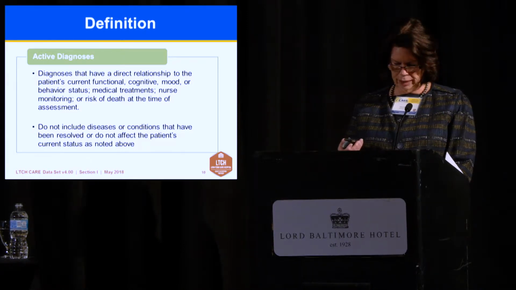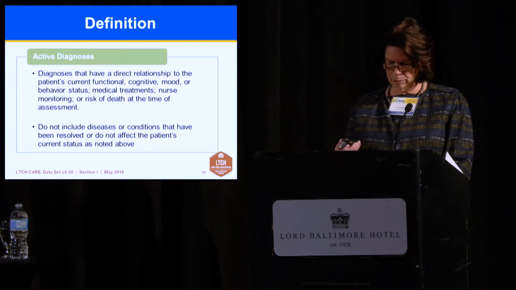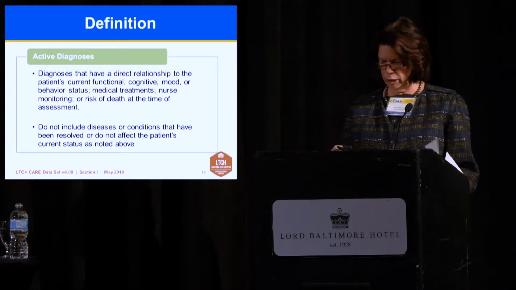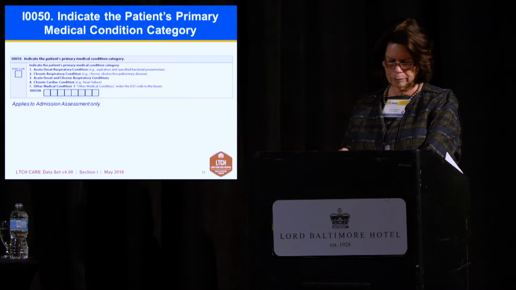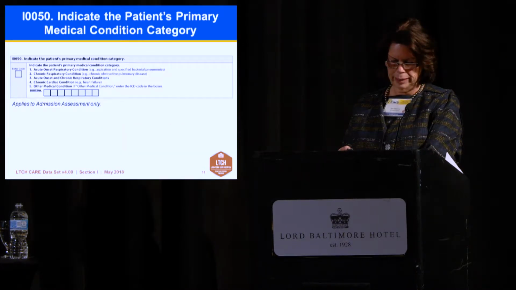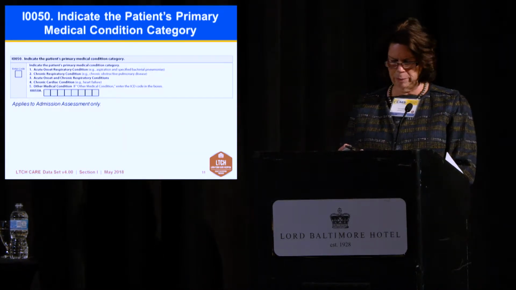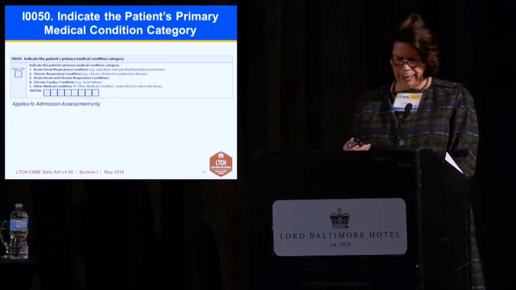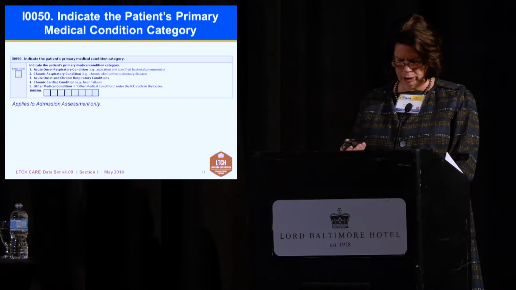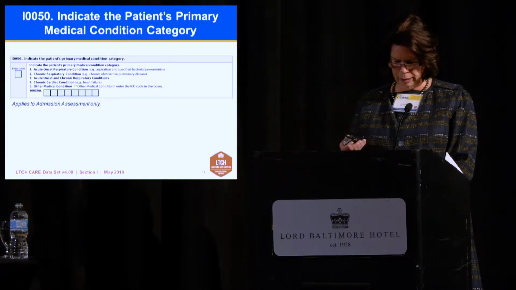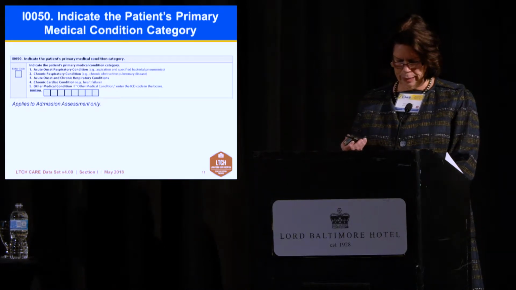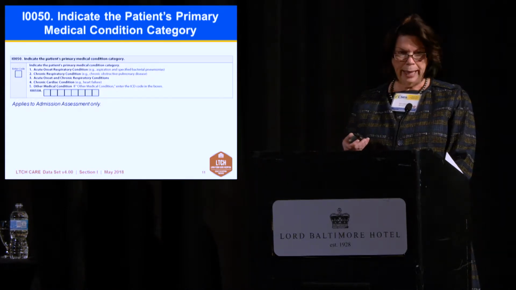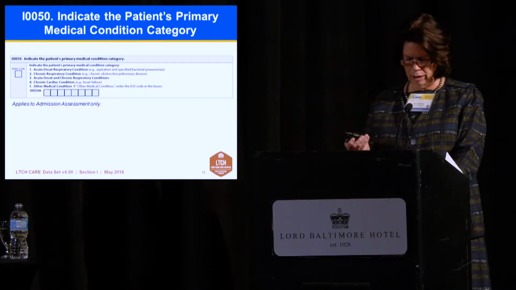Diseases or conditions that have been resolved at the time of the assessment or do not affect any of the patient factors listed above should not be included. This is the data element for indicating the patient's primary medical condition. And the four primary conditions are acute onset respiratory condition, chronic respiratory conditions such as COPD, acute onset and chronic respiratory conditions, and a chronic cardiac condition like heart failure.